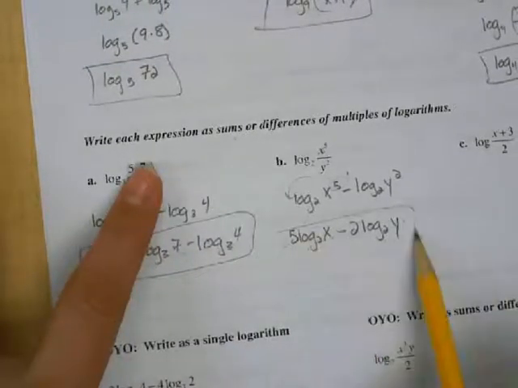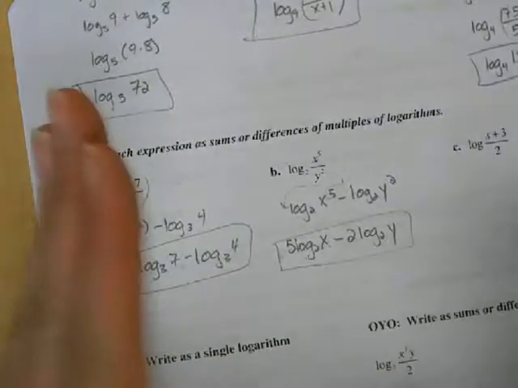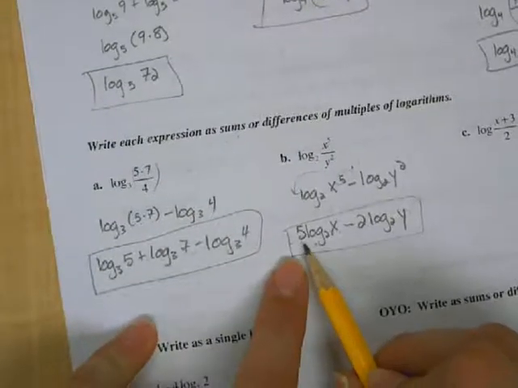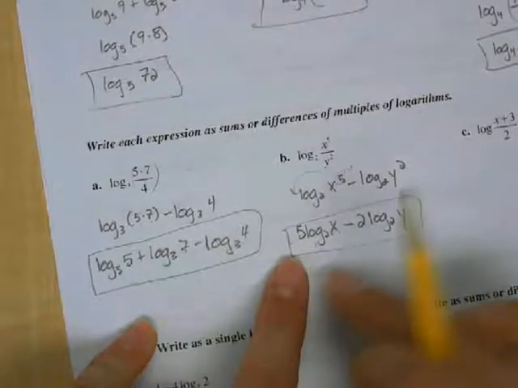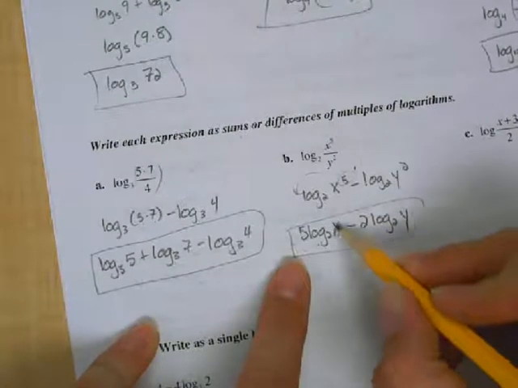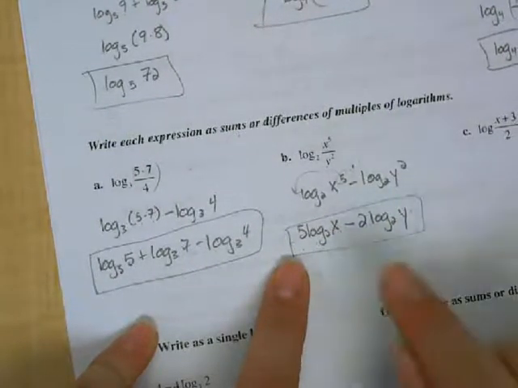No more multiplication, division, or exponents. Now, I say that, and technically this does say 5 times the log base 2 of x. But when I say no more multiplication, I mean within the argument spot. Okay, so in this spot right here, is there any multiplication is what I'm looking for.